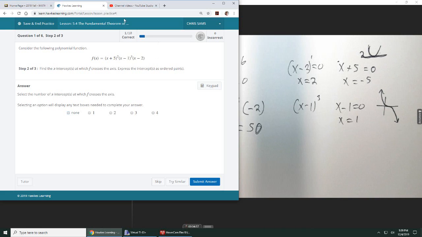Okay, so we have 2 of these that have odd degrees, the 3 and the 1, and they want to know what are those intercepts. One of them is going to be (2, 0), and the other one is going to be (1, 0).